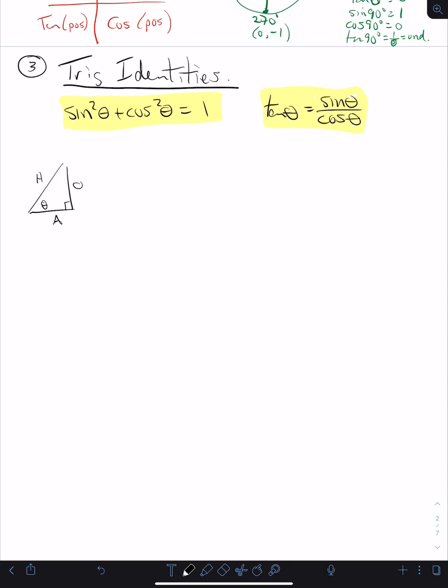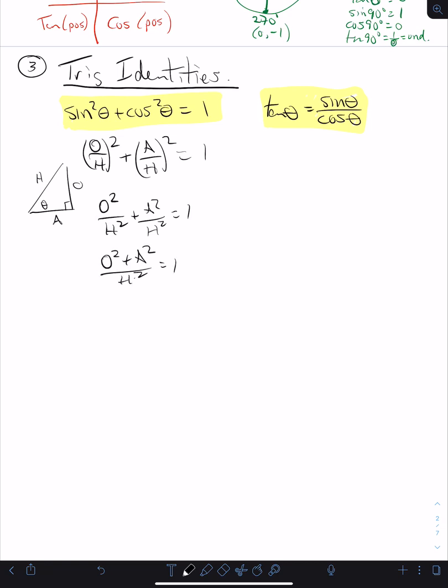So what does sine equal to? Opposite over hypotenuse. So this would be opposite over hypotenuse squared. Cosine would be equal to adjacent over hypotenuse squared, and 1 would be equal to 1. If I expand this, this is O squared over H squared plus A squared over H squared equals 1. O squared plus A squared over H squared equals 1. And we know that O squared plus A squared is equal to what? H squared.